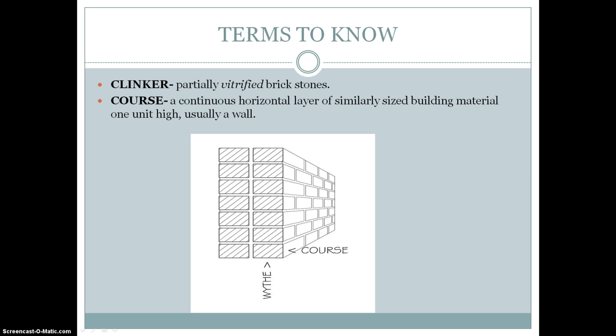Continued. Okay, clinker. Partially vitrified brick stones. And vitrified is another word that we'll discuss later. A course, which is a continuous horizontal layer of similarly sized building material, 1 unit high, usually a wall. So in this image you can see that the course is the bottom row of bricks laid horizontally. And then you can also see what a wythe is, and that's another term that we'll learn later on too. And it's just the vertical of the brick.